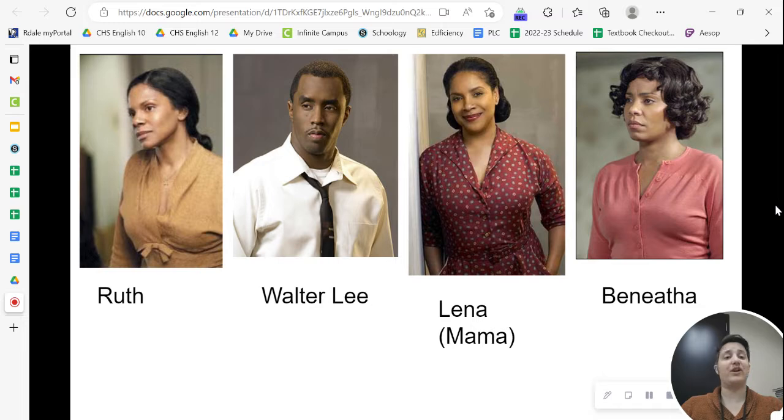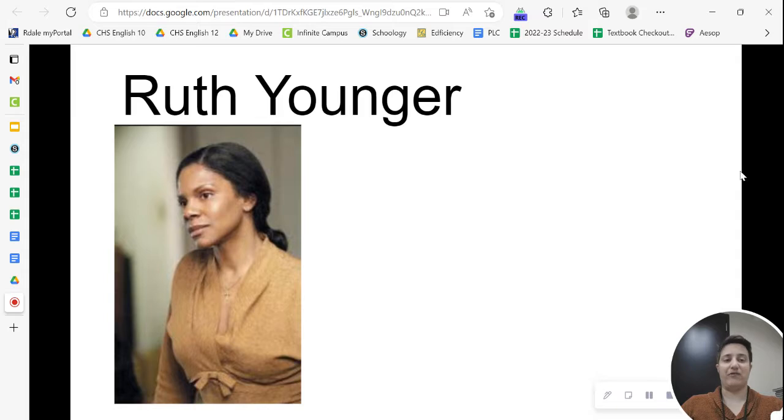You can choose any one of the four main characters. That's Ruth, Walter Lee, Lena or Mama, and Beneatha. So we're going to do a quick review of a few of them.